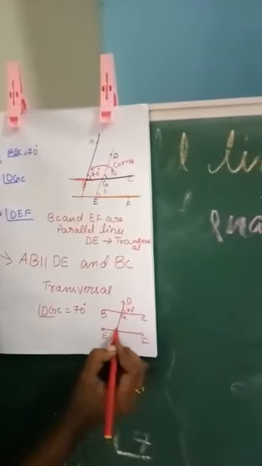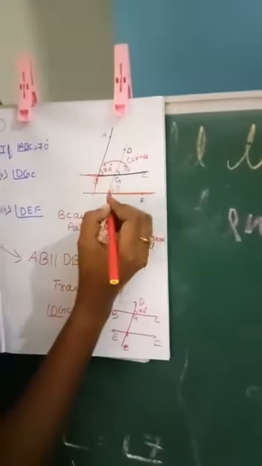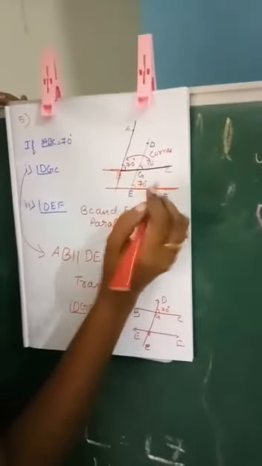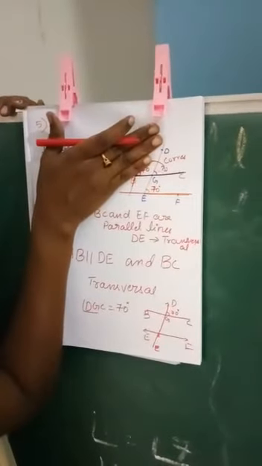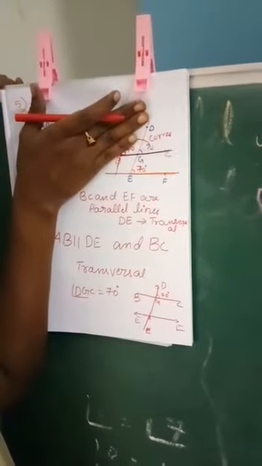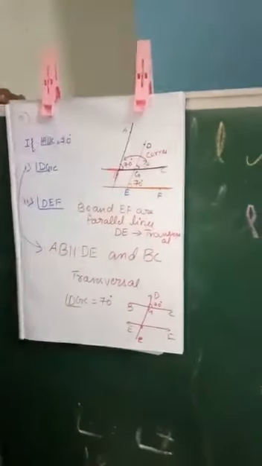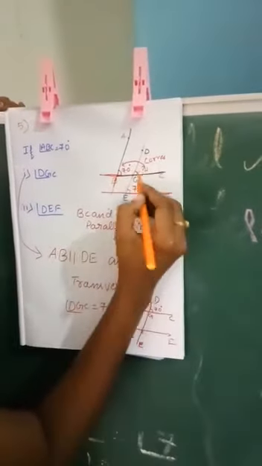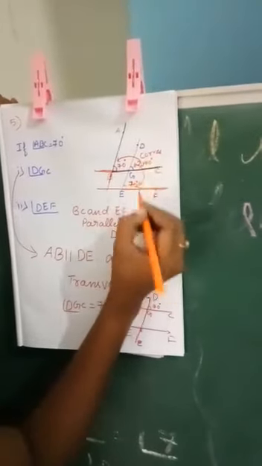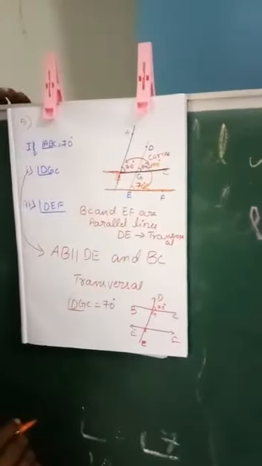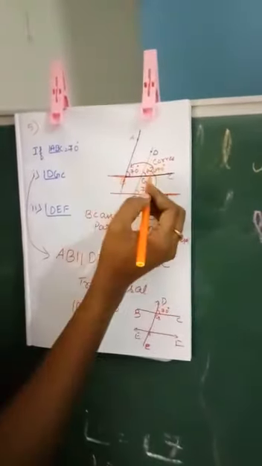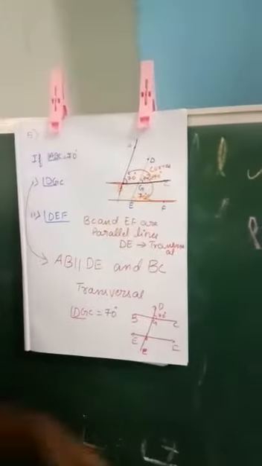What about this angle value? That is also 70 degrees, because these two angles form corresponding angles. Here BC and EF, these two are parallel lines, and DE is the transversal. Then corresponding angles are equal. Therefore this angle is equal to this angle. Already we got the value of this angle, that is 70 degrees. Therefore this angle is also 70 degrees. So we are applying the property of corresponding angles in parallel lines: corresponding angles are equal in measure.